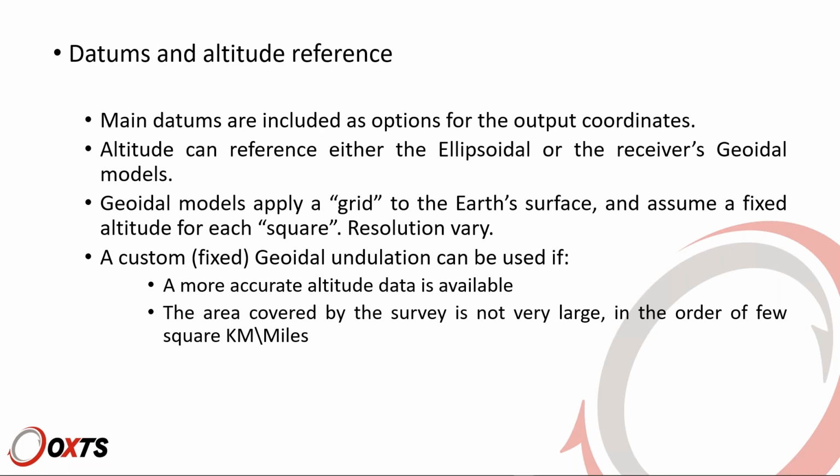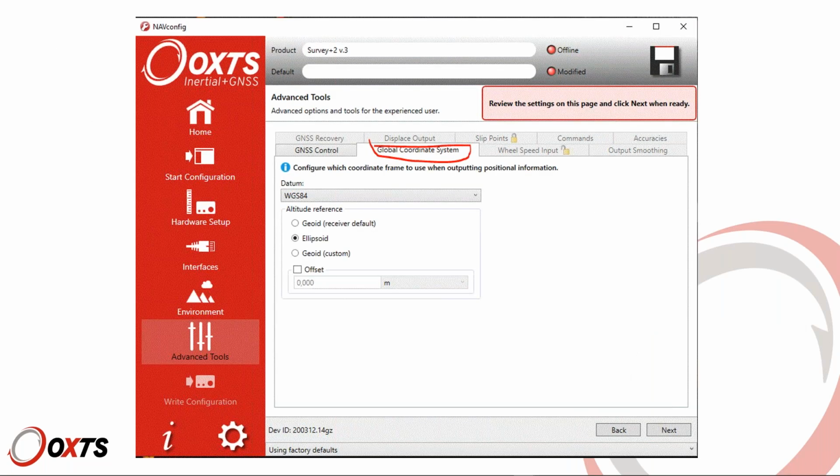Obviously, because you will still be using a fixed undulation, so a fixed altitude basically above sea level, for all of your survey, the area that you cover in that survey shouldn't be too large, so that the approximation of having the same altitude would make sense. This is where you do it in the Advanced Tools Global Coordinate System tab in NAVconfig.